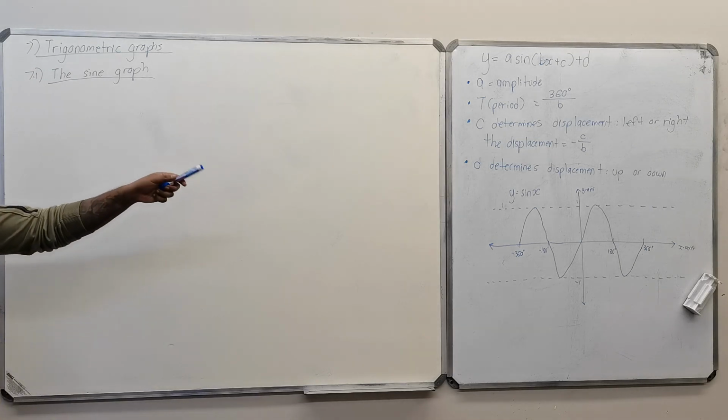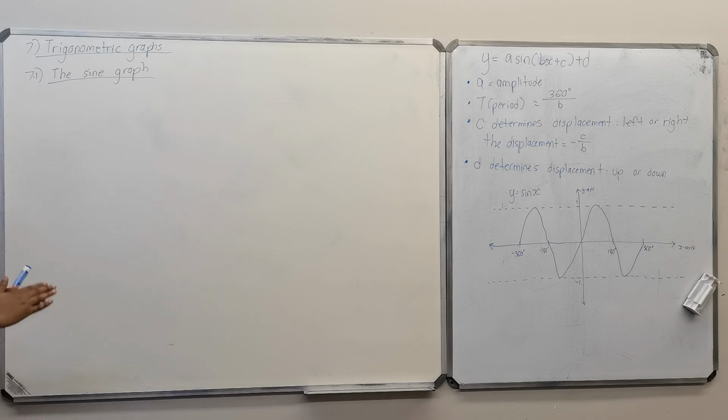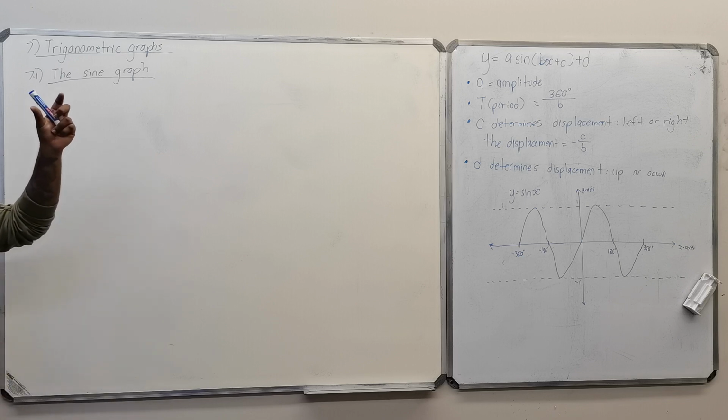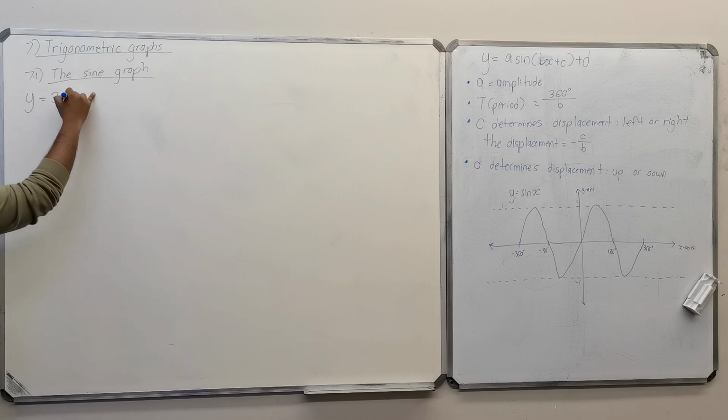If the value that you obtain, negative C over B, is positive, your graph will shift to the right. If your value of negative C over B comes out as a negative value, your graph will shift to the left. If your value of D is positive, it will shift up. If it's negative, it will shift down. Okay? So, which example was it? So, y is equal to 3 sine 2x.